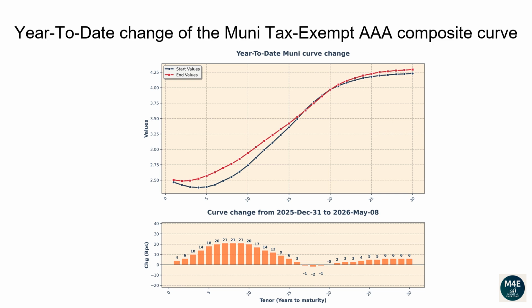The 1-year tenor changed 4 basis points. The 2-year tenor changed 6 basis points. The 5-year tenor changed 18 basis points. The 10-year tenor changed 20 basis points. The 20-year tenor changed 0 basis points. The 30-year tenor changed 6 basis points.